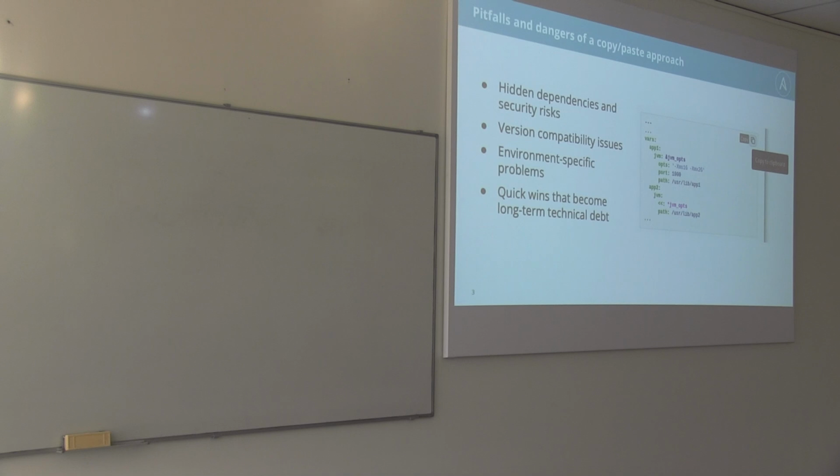So one of the most common problems when developing Ansible content is hidden dependencies and security risks. Version compatibility being one of them, I would say. Or environment-specific problems. By environment-specific problems, I refer to stuff like you are testing with a specific operating system, but in production you deploy to something that is a little bit different, or even more different. Or you test manually locally on a Mac, and you deploy on Ubuntu. Guess what happens?